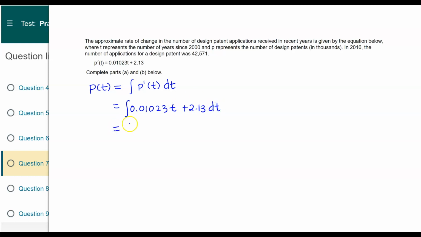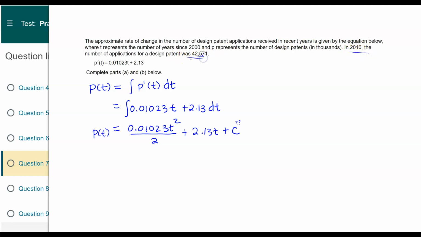Then integrate this. So you have 0.01023 t squared over 2 plus 2.13 t plus c. You just integrate each term. Now, the next step is to solve for c here. We want to solve for that constant of integration, and to solve that, we are going to use the initial condition.